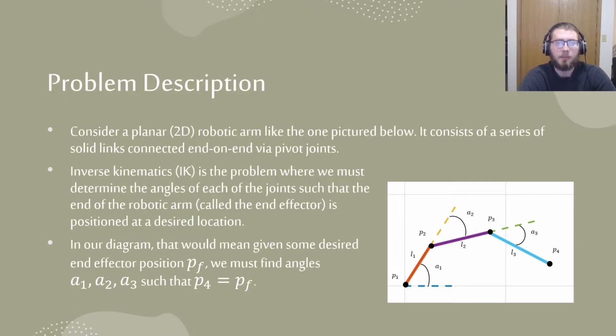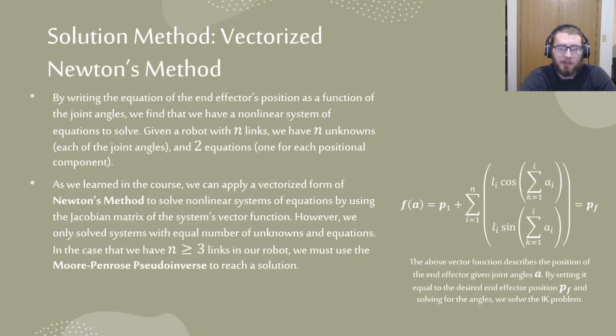The inverse kinematics problem consists of finding joint angles such that the end effector is positioned at a desired location. In our diagram, this would mean that we want to find angles a sub 1, a sub 2, and a sub 3, such that P sub 4 is equal to P sub f, where P sub f is the desired end effector position. So now onto the solution method I used for this problem.